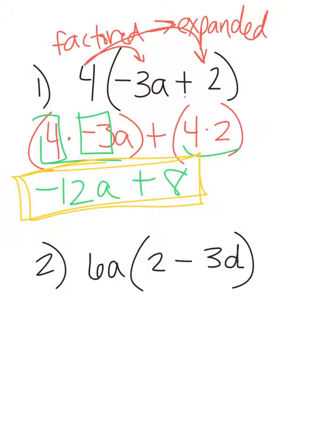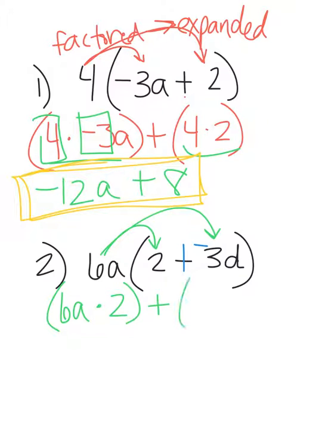If I take a look at the second example, first I'm going to change the subtraction to addition. So I'm going to change and change. So change to addition, change to a negative 3d instead of a minus positive 3d. And now I can go ahead and share. So I'm going to write out 6a times 2 plus 6a times negative 3d.